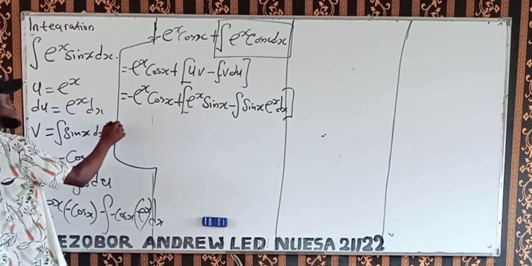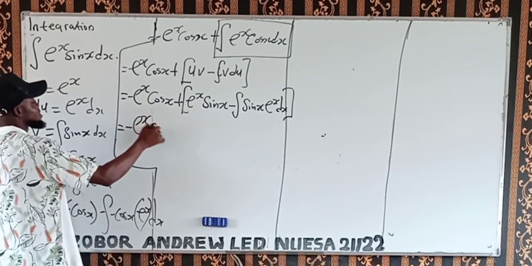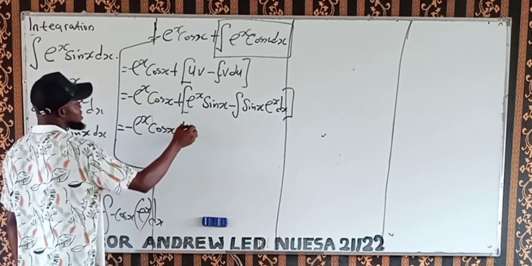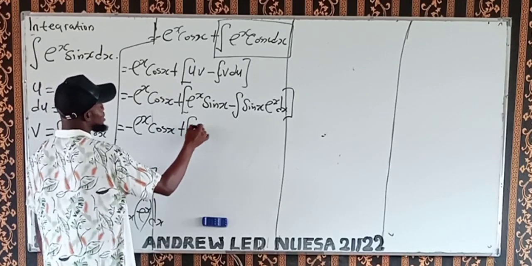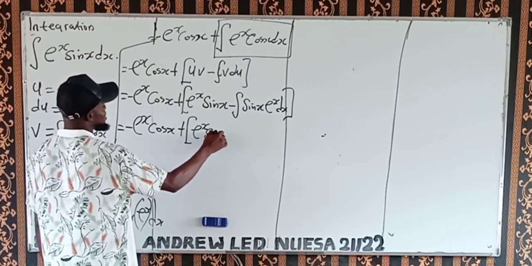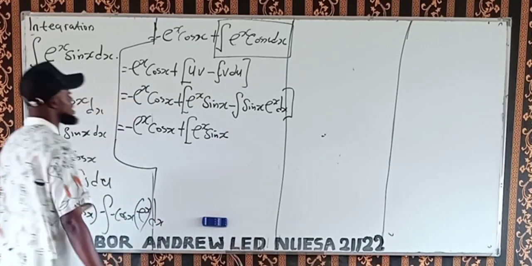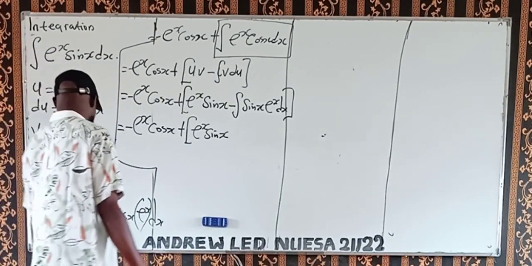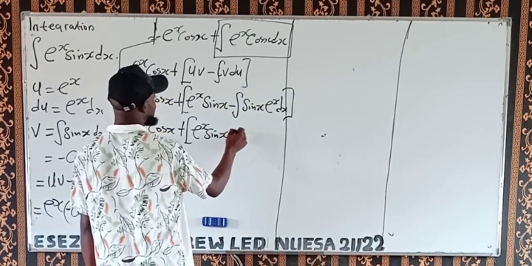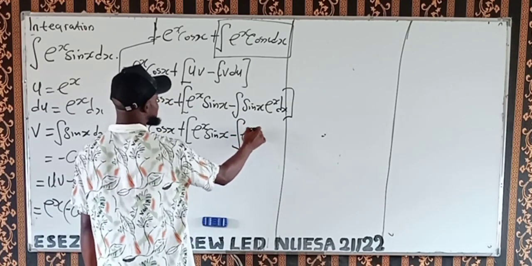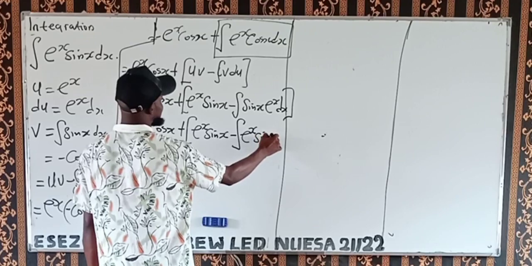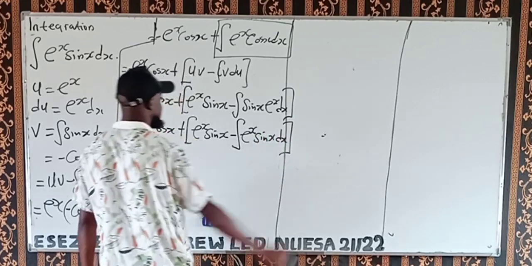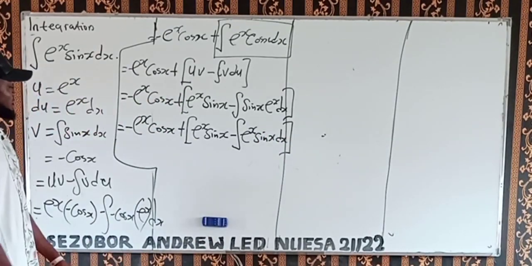See, it is still going over, still going. Exponential x cos x plus exponential x sin x, minus integral exponential x sin x dx. That's what we have. But there's a problem here.